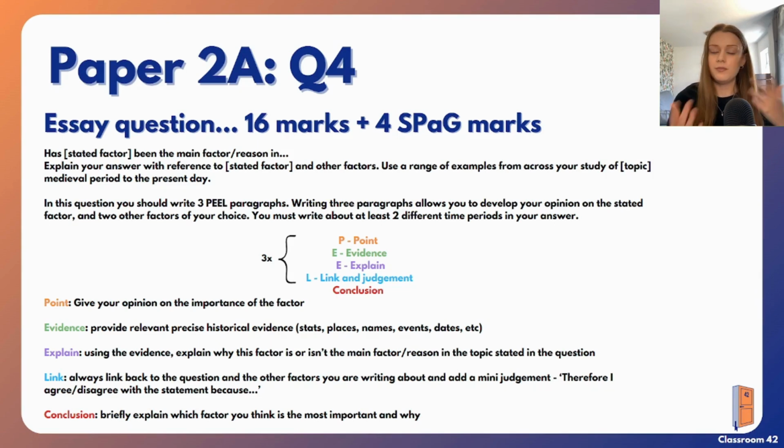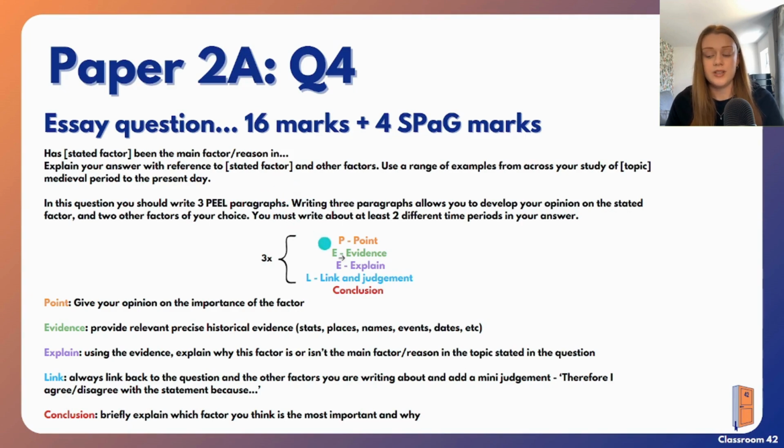So you'll be given a factor like that within your question, but then you also need to bring in 2 factors of your own as well. For this question, you also must talk about at least 2 different periods of time in your answer. So this will be medieval, Renaissance, 19th century and 20th century, up till present day. So you've got to make sure that you talk at least about 2 of those time periods to make sure you get your full marks.